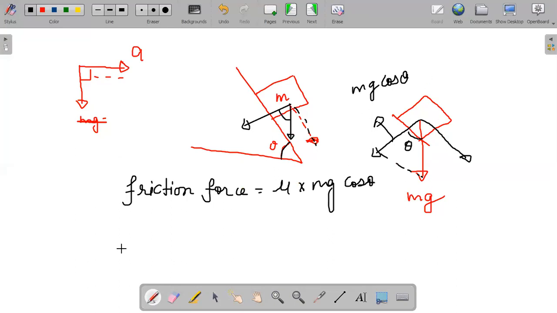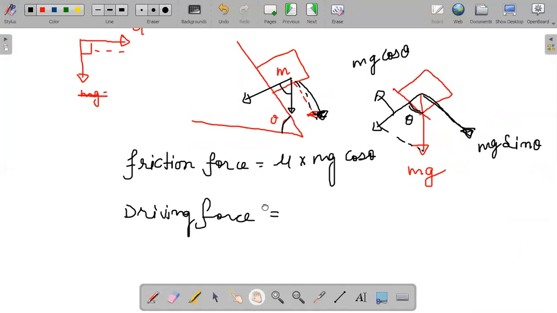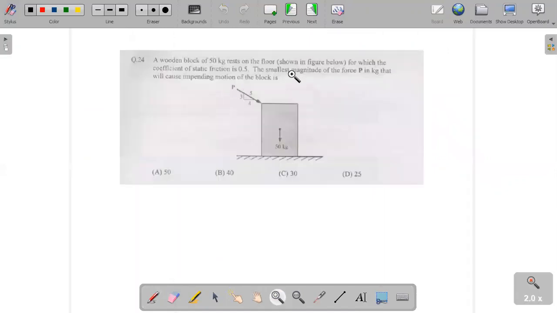Okay. Now, what is the driving force here? Driving force क्या होता है? mg sin theta. Means force in the direction of its motion. This is the direction of motion, and what is the force in this direction? This one. If this is theta, this would be 90 minus theta, तो ये mg sin theta. किसी को डाउट है क्या, mg sin theta, mg cos theta कैसे हो रहा है? अच्छी बात है. This is a great question.